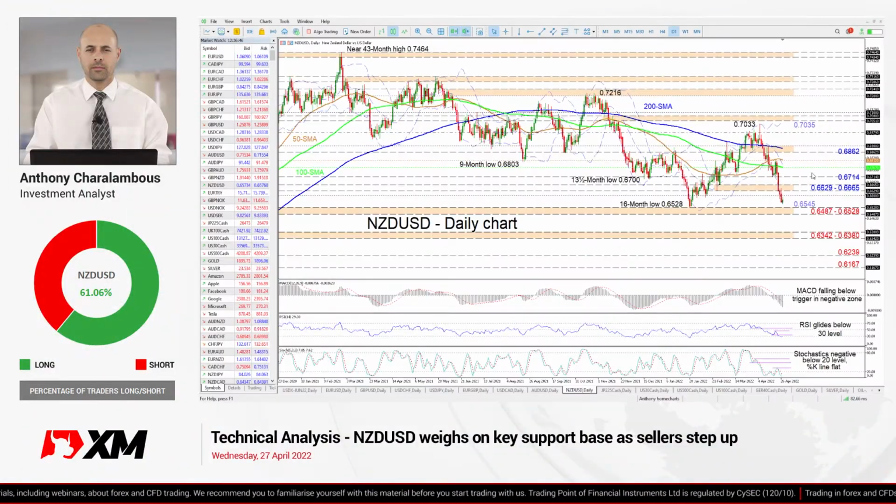Summarizing, NZDUSD is exhibiting a neutral to bearish bias below the 0.6714 low and the SMAs. A break below the 0.6487 to 0.6528 zone could bolster the downward trajectory, while a climb in the price north of the 0.7033 high may reinforce belief in a positive outlook.